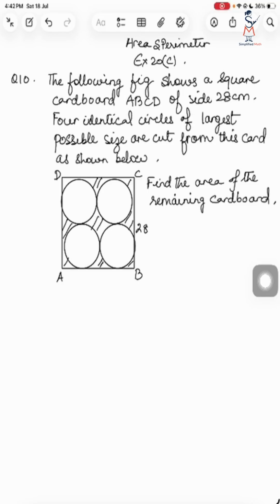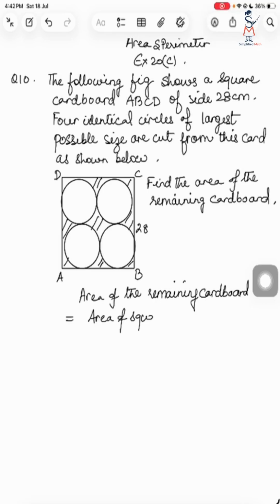What will be the area of the remaining cardboard? Area of the remaining cardboard. What will be the area of the remaining cardboard? Area of square, because it's a square cardboard, minus area of 4 circles, identical circles. Right? Now first we will find the radius of the given circle.